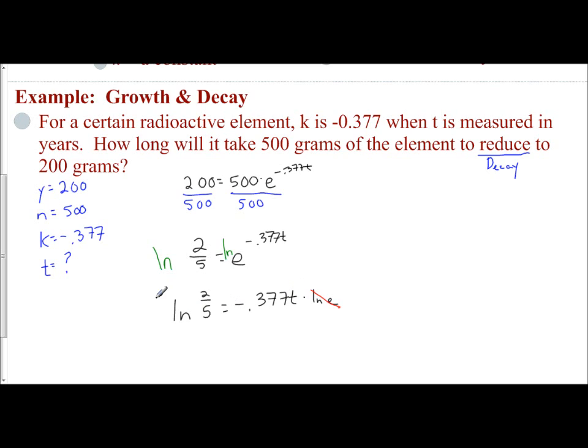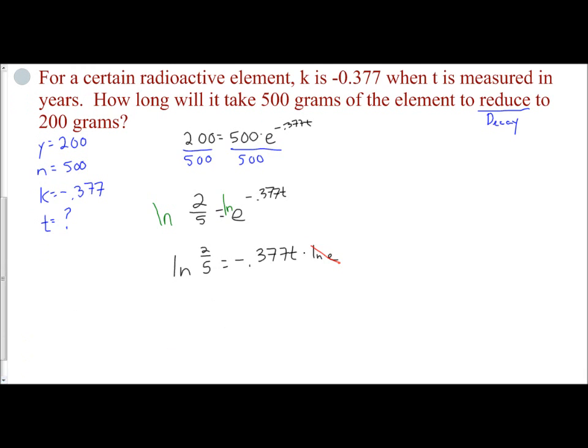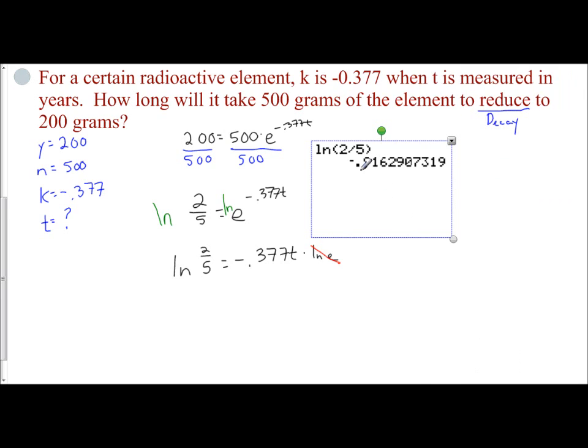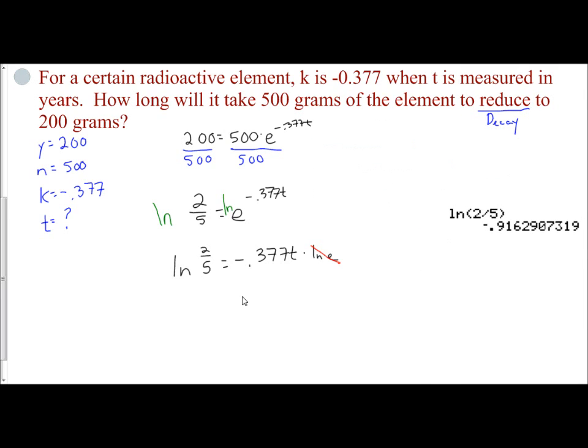So to solve this, I'm going to use my calculator to find the value of the natural log of 2/5. So I pull up my calculator, and I'm going to type in natural log of 2 divided by 5. Enter, and I get my value. I'm going to take this and plug it in to make it a little bit easier for me to know what to do from here. So natural log of 2/5 is going to be negative 0.9163. That equals negative 0.377t.